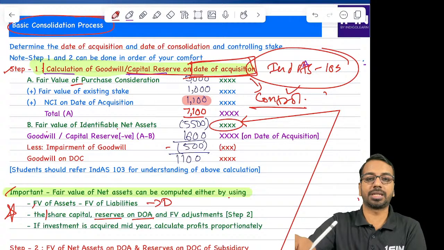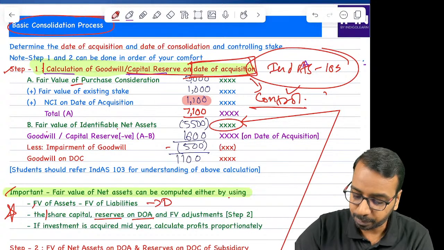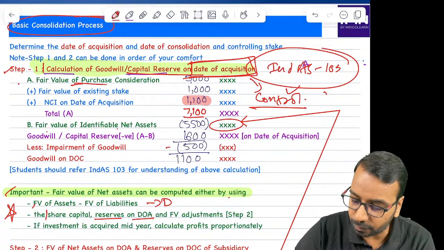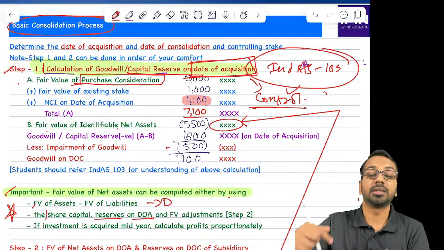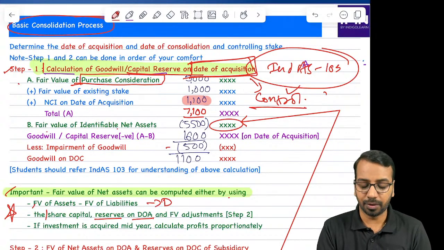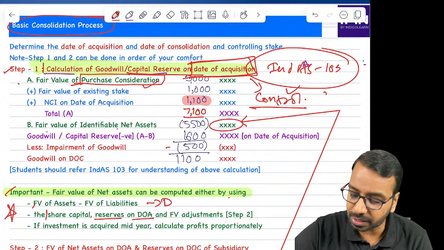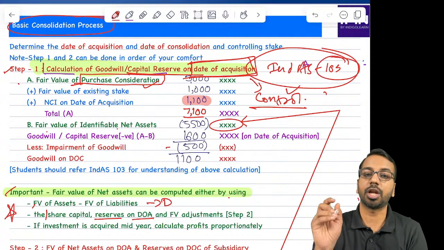Sir, how will we know this date? This date will be given to you in the question. Now when you calculate goodwill or capital reserve, first you will take the fair value of the purchase consideration, that is, the assets that you have given, the cash you have given, and any other liability you have incurred, all of which is a purchase consideration as per Ind AS 103.